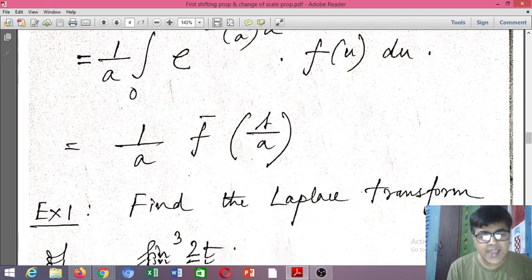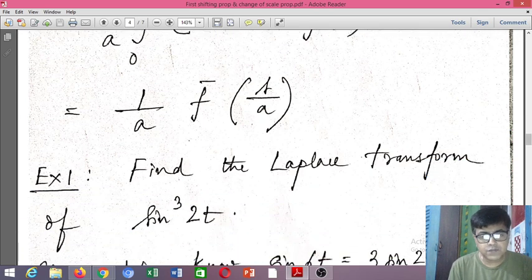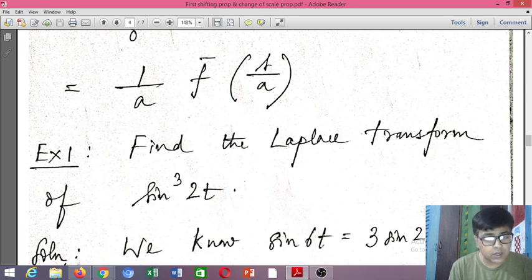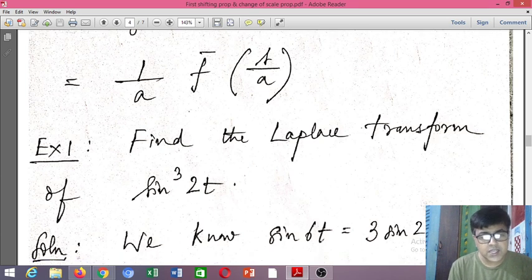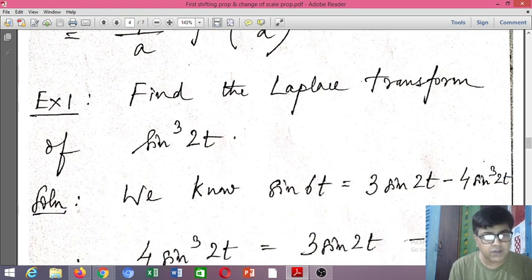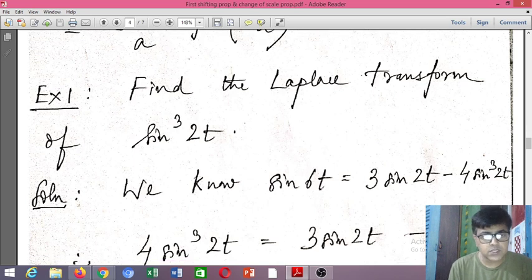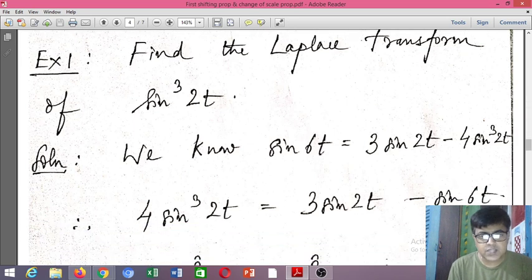Now let's come to some examples of the discussion that we have done. We have done the linearity property in the previous lecture. In today's lecture, we have covered the change of scale property and the first shifting theorem. Based on all these three properties, let's do these types of problems. The first problem, very straightforward. Find the Laplace transform of sine cube 2t.